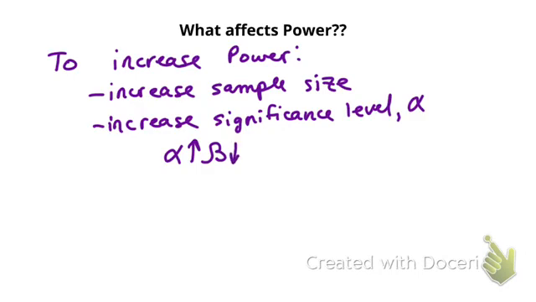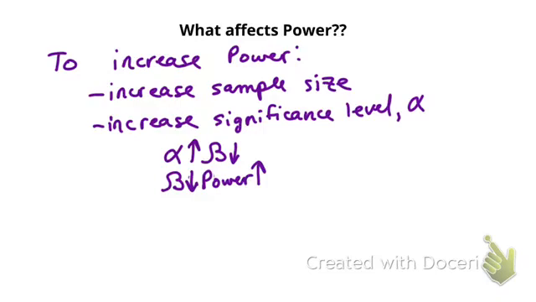Now, if beta goes down, what's going to happen to power, which is the complement of beta? It's going to go up. If beta goes down, power goes up. Now this is like one of those SAT analogy things. If alpha goes up, beta goes down. If beta goes down, power goes up. So what happens to power when alpha goes up? It goes up as well. So that is why when I increase my significance level, I'm increasing my power as well.